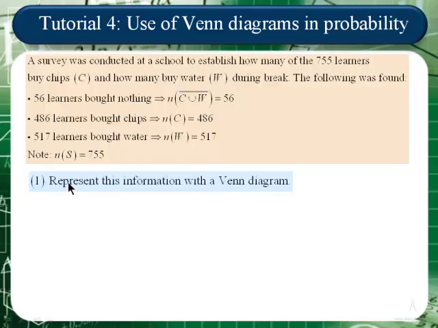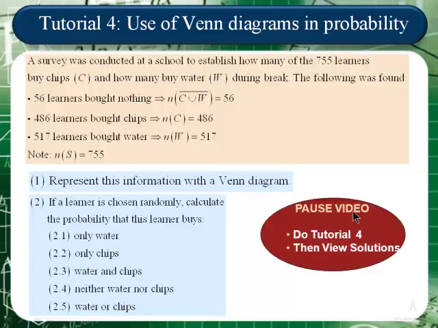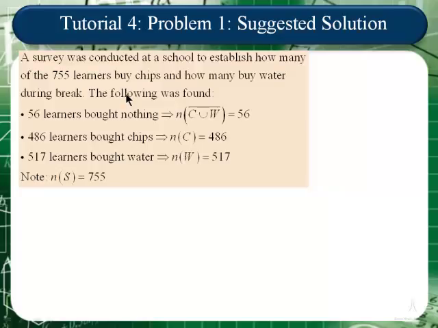The question is to represent this information with a Venn diagram, and then, if a learner is chosen randomly, calculate the probability that this learner buys only water, only chips, water and chips, neither water nor chips, water or chips. I suggest that you pause the video, do tutorial 4, and then come back and view possible solutions. Let us look at a suggested solution to problem 1 of tutorial 4.